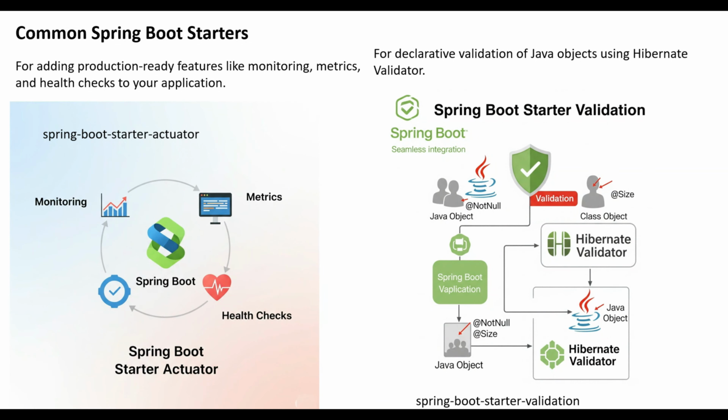Now there is a validation framework, sorry, security. Then comes the actuator part. So actuator is like adding the production related features like you already discussed, like monitoring metrics, health checks, etc. Now then comes the validation. So you will have to have the validations of each Java object using the Hibernate validator or other things.